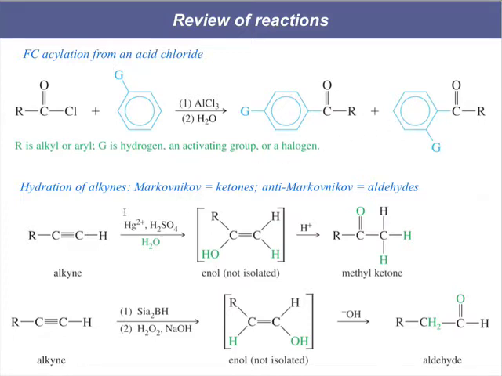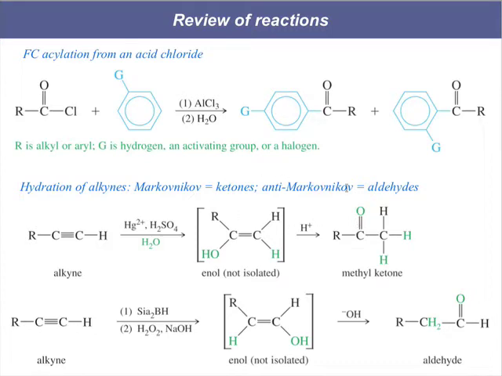We've also made ketones by Markovnikov addition to alkynes. Remember, using our mercury and H2SO4 and water addition, that gives us Markovnikov addition of water across the triple bond, where you put the OH on the more substituted side, the H on the carbon with the most H's. That's Markovnikov's rule. That gives us an enol, which is not isolated, it's not stable. That tautomerizes into the ketone.